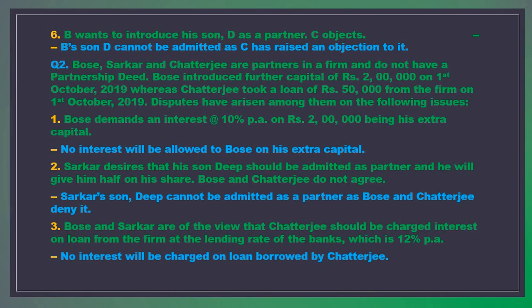Third, Bose and Sarkar are of the view that Chatterjee should be charged interest on loan from the firm at the lending rate of the banks, which is 12% per annum. Please note, here the partner, that is Chatterjee, has borrowed loan from the firm. As there was no partnership deed, no rate of interest had been agreed on loan borrowed by a partner from the firm. So, no interest will be charged on loan borrowed by Chatterjee from the firm.